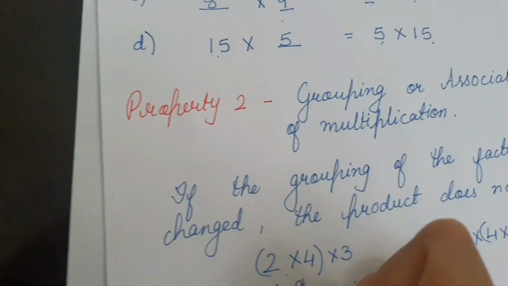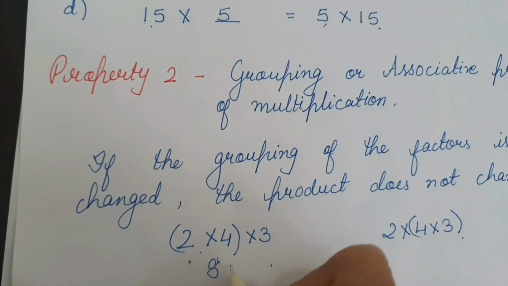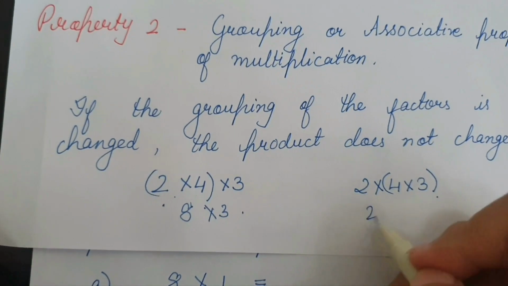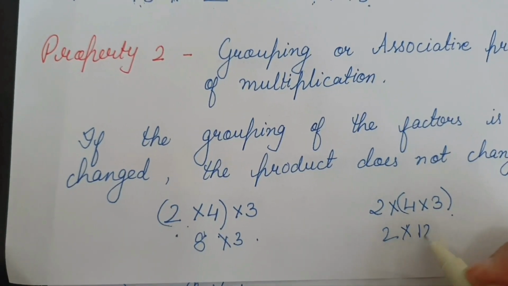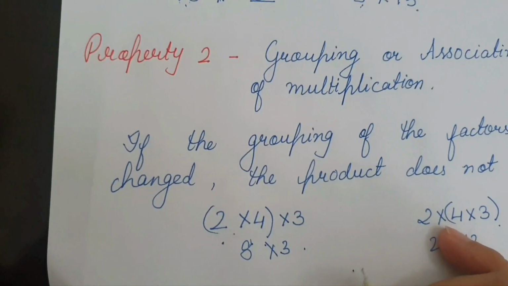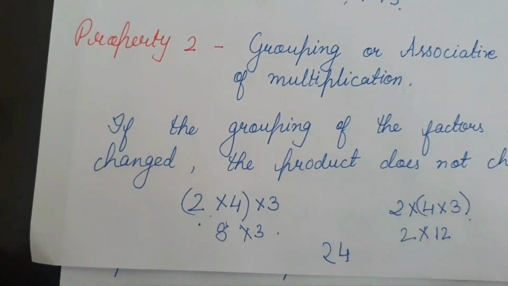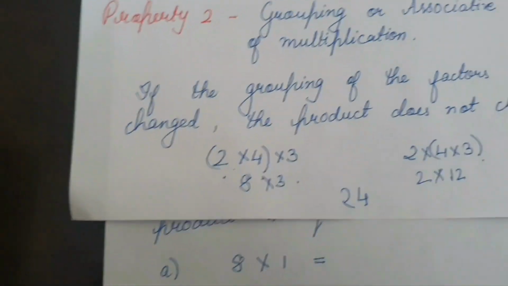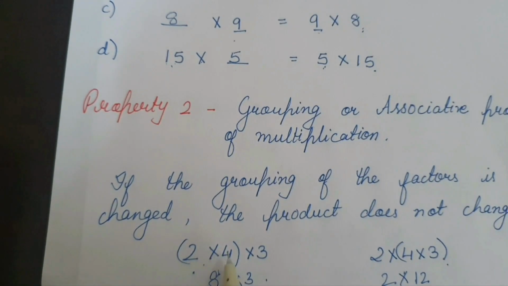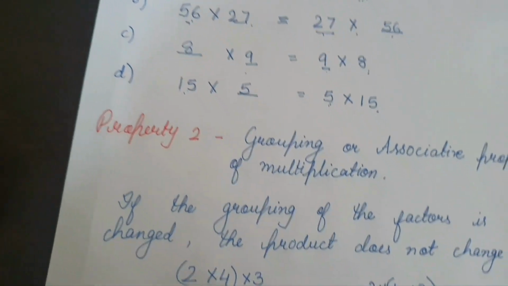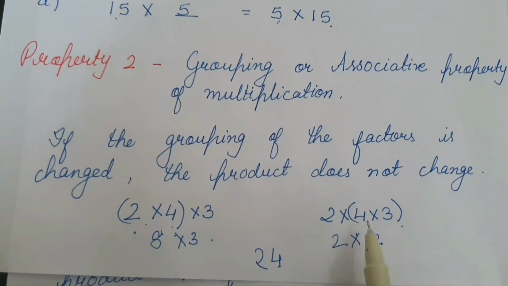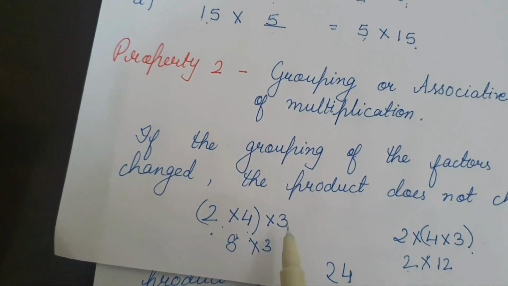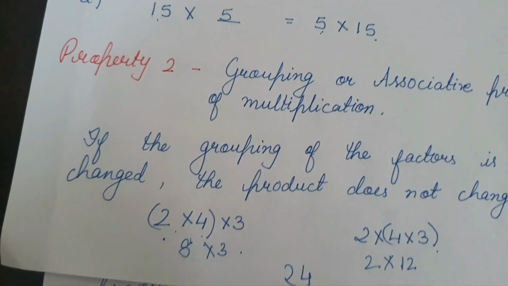Let us find out. 4 2s are 8, 8 into 3. And here also it is 2 into 4 3s are 12. So for both the cases, what is your answer? 24. Now you can see here, in both of them your answer is 24. Here we have only changed the groups. Here first we have multiplied 2 into 4. In the second one we have multiplied 4 into 3 first. 4 3s are 12, 2. 4 2s are 8, 3 into 3. For both your answer remains the same.